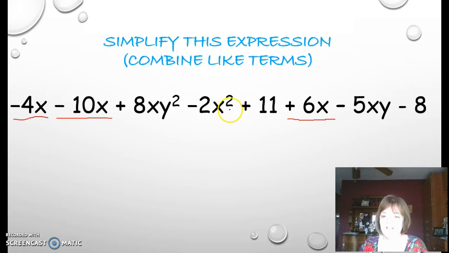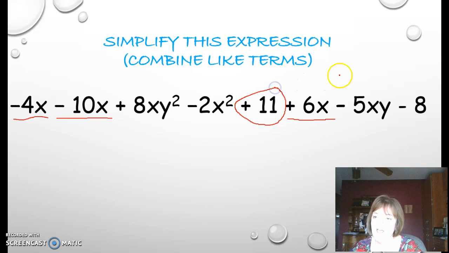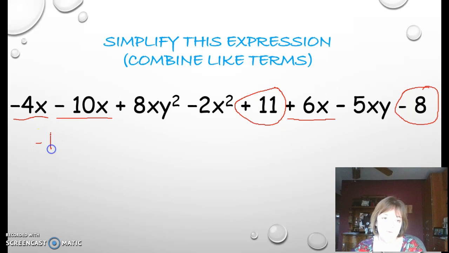This thing is not sure what it wants to do. There we go. I'm going to circle this. All right, now this is a plus 11, and this is a minus 8. Sometimes when we're getting started, it's nice to rewrite these things. So I'm going to rewrite it to put all of the like terms right next to each other.